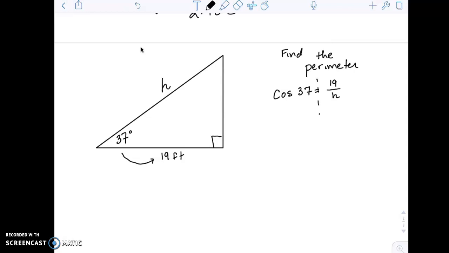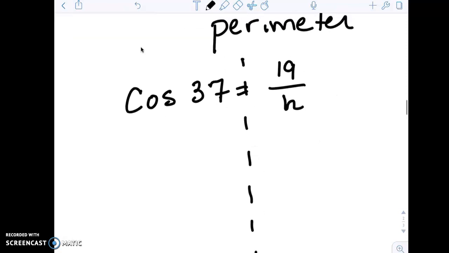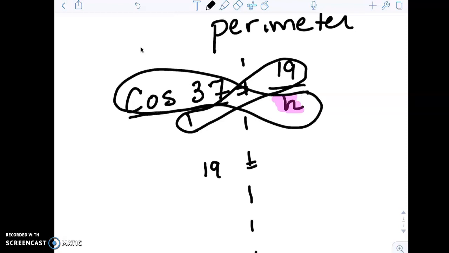This is where some of us got lost in the algebra before break, so I just want to write out all the steps again. Remember that when a variable is in the denominator, I can't solve for it. Instead, I have to set up a proportion. 1 times 19 is going to be equal to cosine 37 times h. I'm going to put the h first, and you're going to see why here in a second.